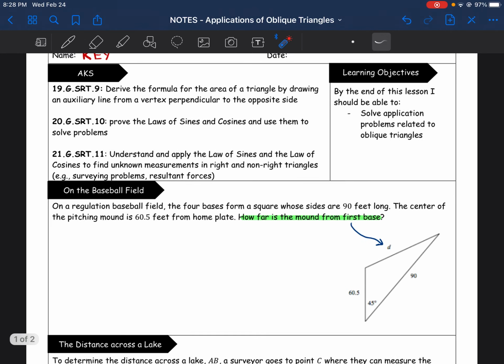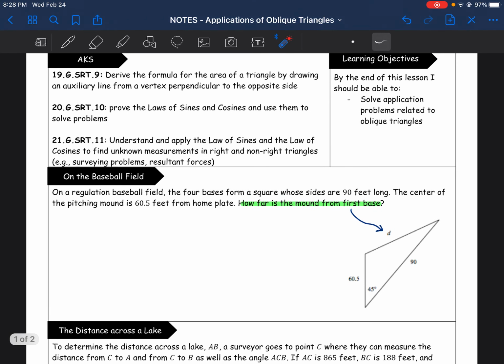In this first problem, on a regulation baseball field, 4 bases form a square whose sides are 90 feet long. The center of the pitching mound is 60.5 feet from home plate. How far is the mound from first base?